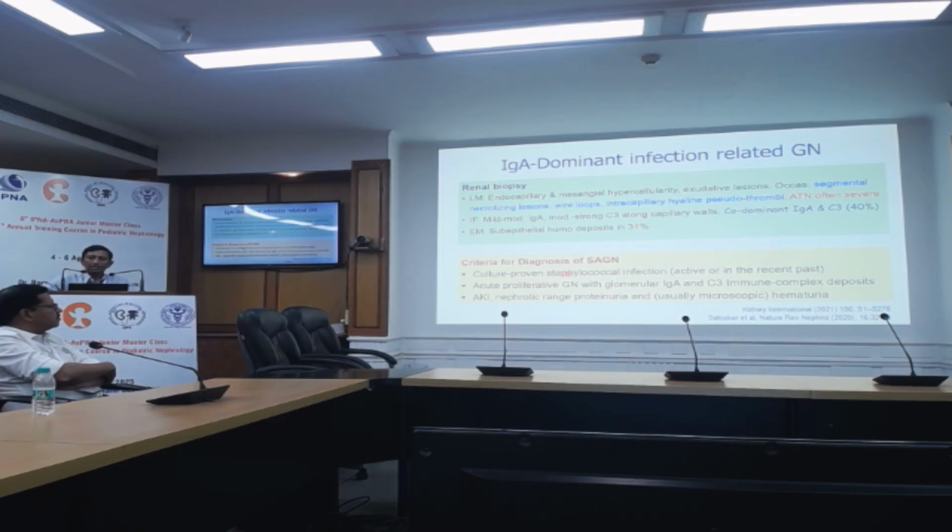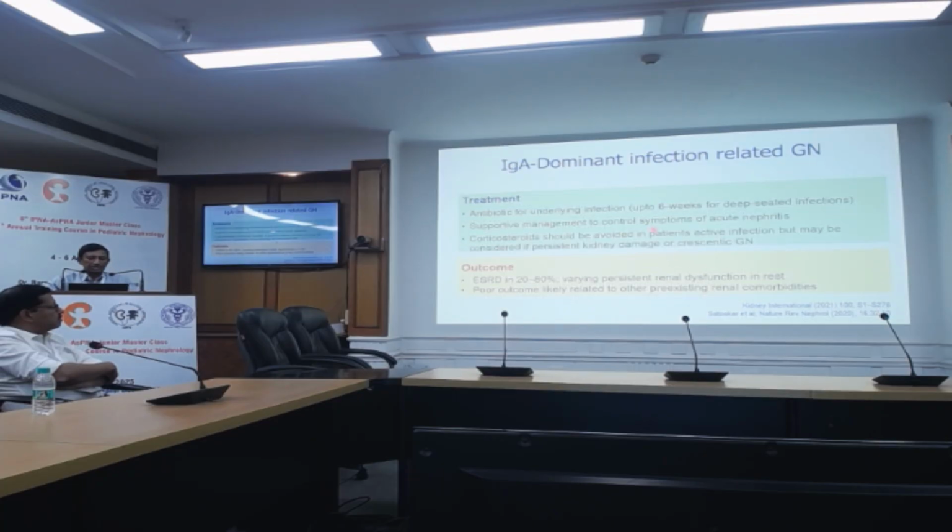So the criteria for diagnosis of SAGN is that you should have a culture-proven staph infection, either active or in the recent past, and acute proliferative glomerulonephritis with glomerular deposits of IgA and C3 should be seen, and the typical presentation of AKI with a nephrotic range proteinuria and occasionally microscopic hematuria should be seen. The treatment revolves around giving the appropriate antibiotic, and these antibiotics for deep-seated infection should be given for prolonged periods, around 4 to 6 weeks.